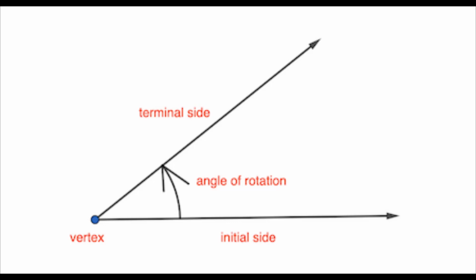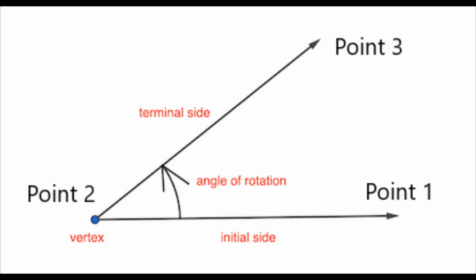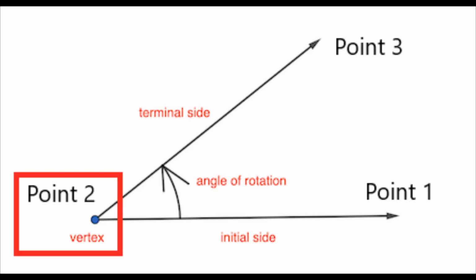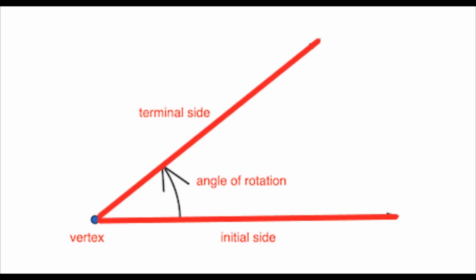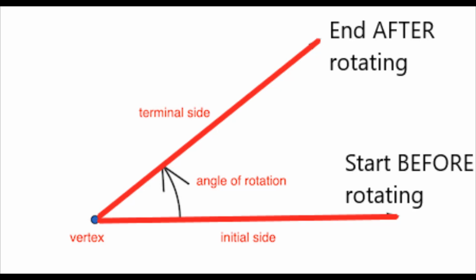The first thing that we have to learn is what a vertex is. Anytime you have 3 separate points which are connected by lines, the middle point will always be the vertex. The vertex is where we're going to look to figure out how much we've rotated. When we look at the vertex, there will be 2 lines coming out of the vertex. Those 2 lines determine how much rotation has taken place.